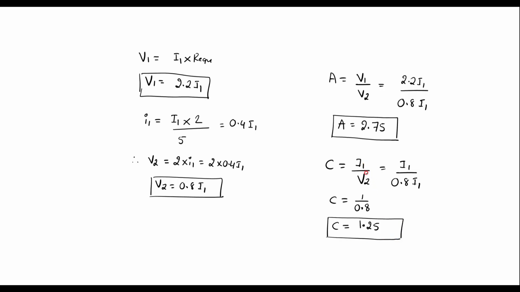So here it is current by voltage. It means it is admittance. The unit will be mho.